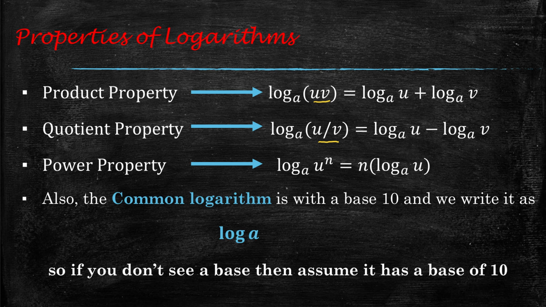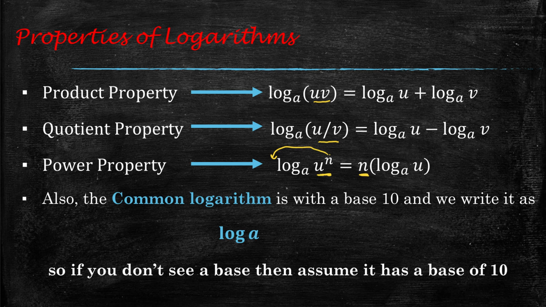Then we have what's called the power property. So if you have something raised up to a power, so u to the n power, that power is going to come to the front of the log and get multiplied. So we're going to have n times log base a of just u.